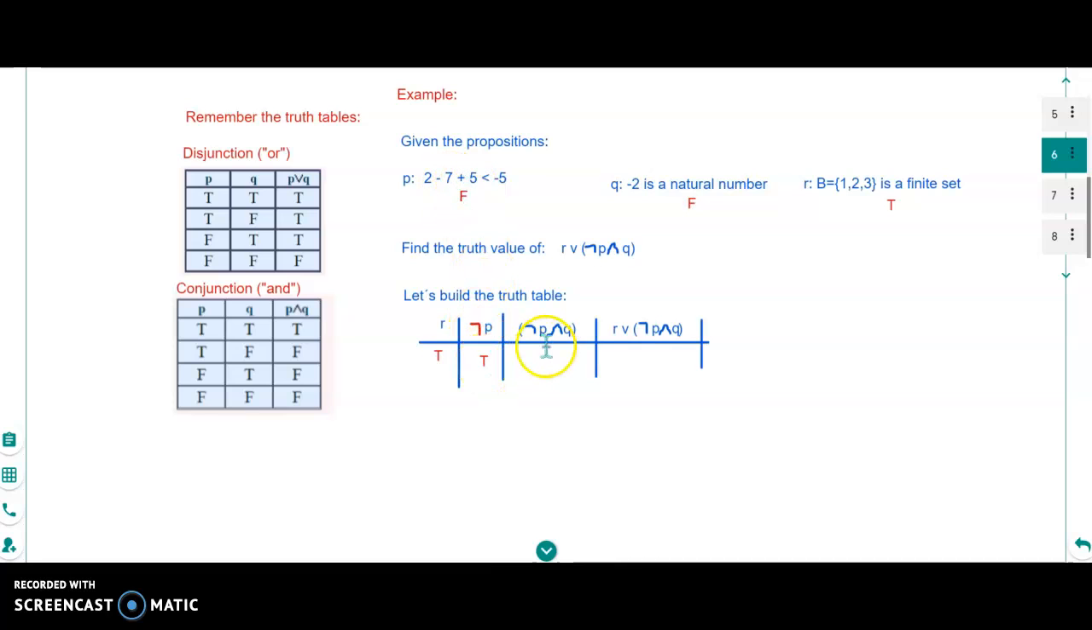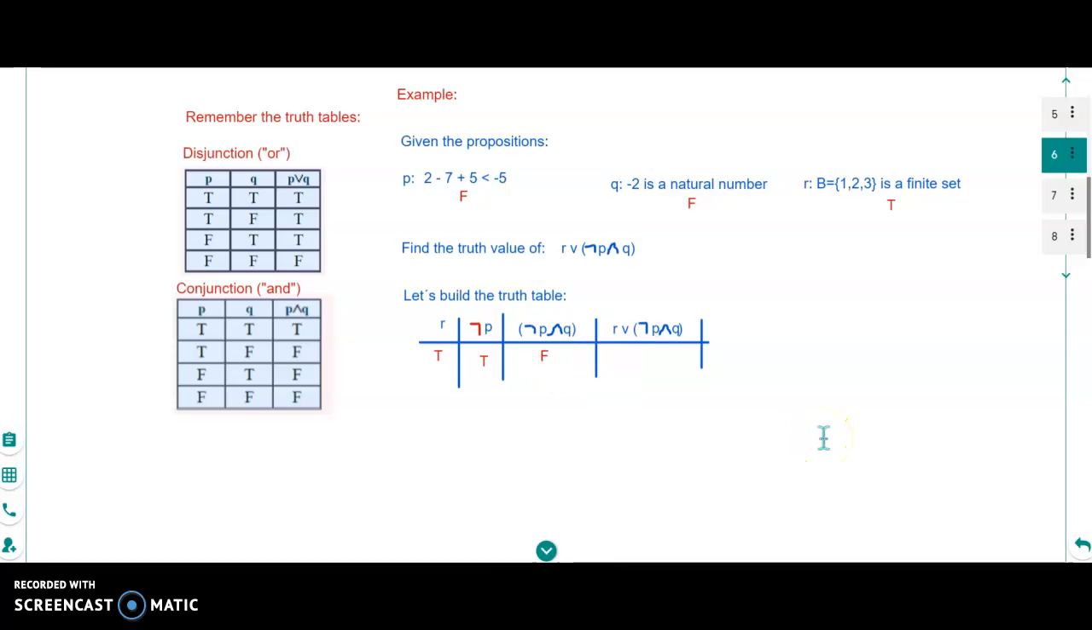Now let's continue with negation of P and Q. We already have the negation of P and we also have Q that we wrote here. So how about if we compare true and false? This is conjunction. Don't confuse disjunction and conjunction. The little mountain is conjunction. So we compare true and false. Looking at the table, true and false will be false. So here we write that it is false.